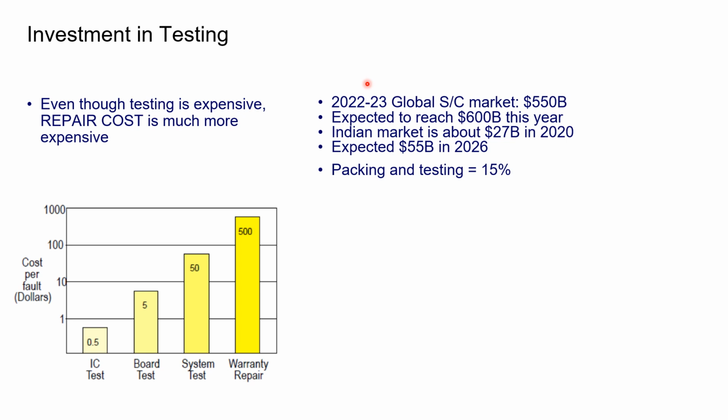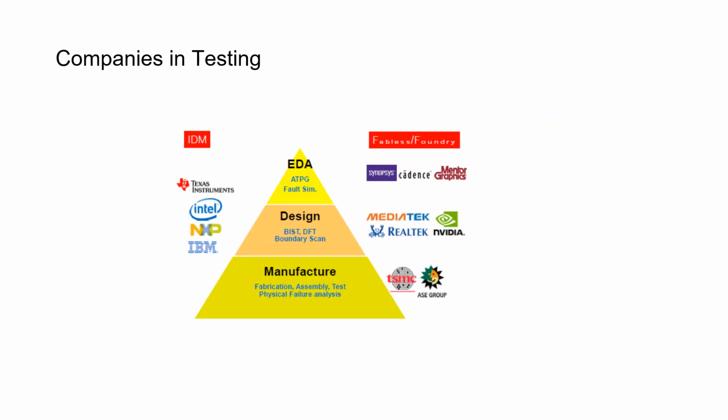Then you have to get the packaging. Typically the packaging and testing cost is about 15% of the overall system cost, so it's pretty significant. So what are the companies involved in testing? There are EDA tools: the test tools, ATPG, from Synopsys and Cadence, which is what we use. We have Synopsys tools, and Siemens; Mentor is a Siemens company now.